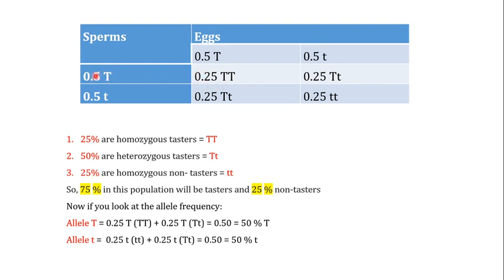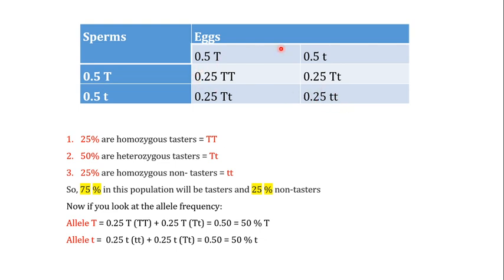If you cross this sperm with this egg, you get a capital T from this sperm and a small t from this egg, and 0.5 times 0.5 gives 0.25. Again, these individuals will be tasters, but heterozygous tasters. Similarly, if you cross this with this one, the capital T from here and the small t from here, 0.5 into 0.5 is again 0.25, or 25% of the whole population, and again they will be heterozygous tasters. If you cross this with this one, the small t from here and the small t from the sperm, when they combine, this portion of the population will be non-tasters.